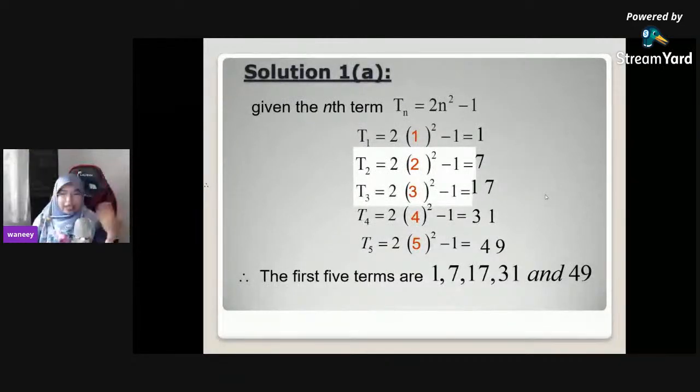Okay, so replace the n with the number. First term, n equal to 1. Second term, n equal to 2. Third term, n equal to 3. Fourth term, n equal to 4 and so on.